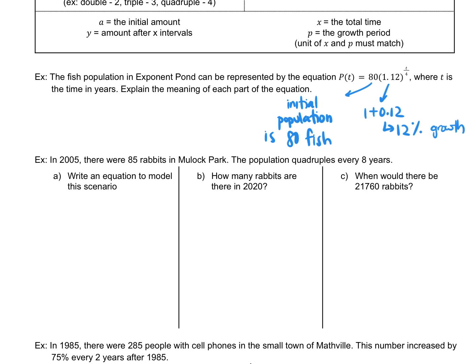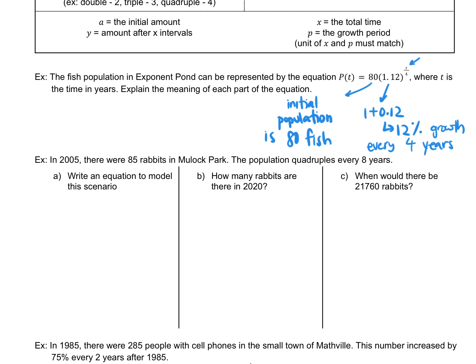But how often is that growth? I take a look at my exponent here. We have the years divided by 4, which means a 12% growth every 4 years. So if I were to find the population in 20 years, that 12% growth is happening 5 times, because 20 divided by 4 is 5. So we'd be multiplying by 1.12 5 times, not 20 times in that 20-year span.